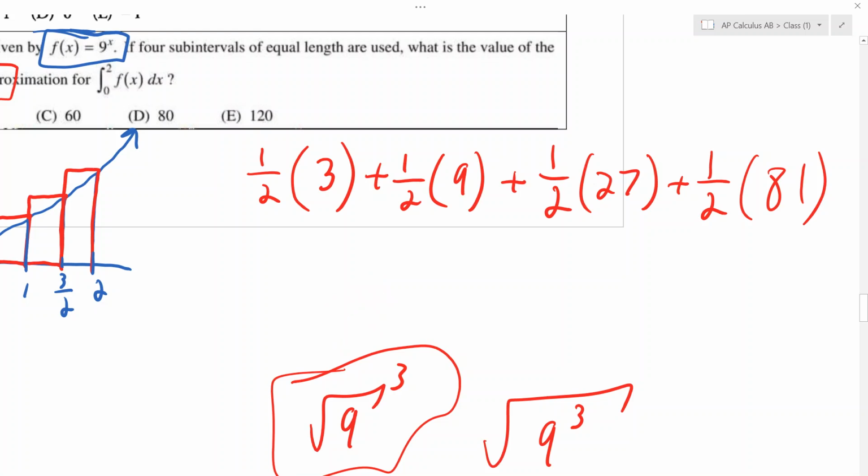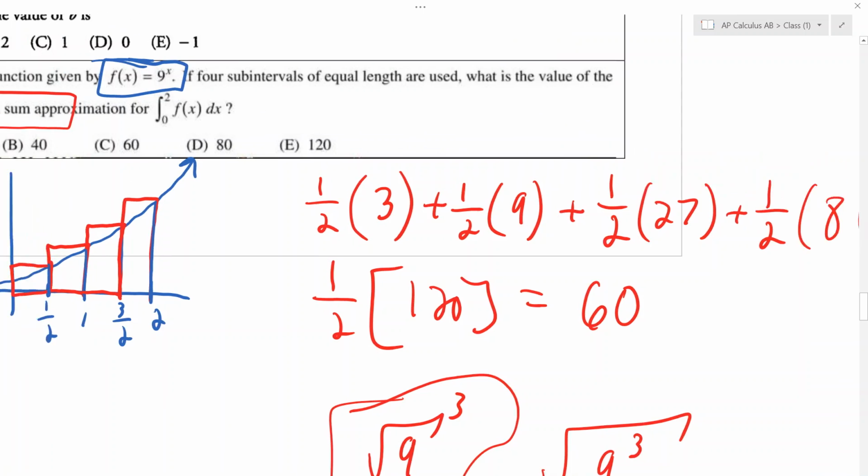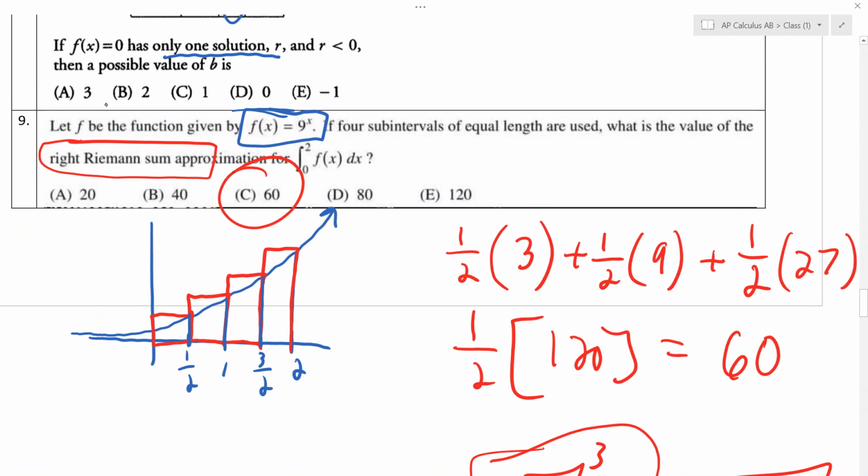Awesome. We just got to add them all together. Okay? Rather than putting a half on each of them, because it's going to make decimals, fractions, whatever, I'm going to put the half out front and just add together all these y values. So 3 and 9 make 12. 12 and 27 make 39. And 39 and 81 make 120. 1/2 of that, so 60. Okay? But, great.